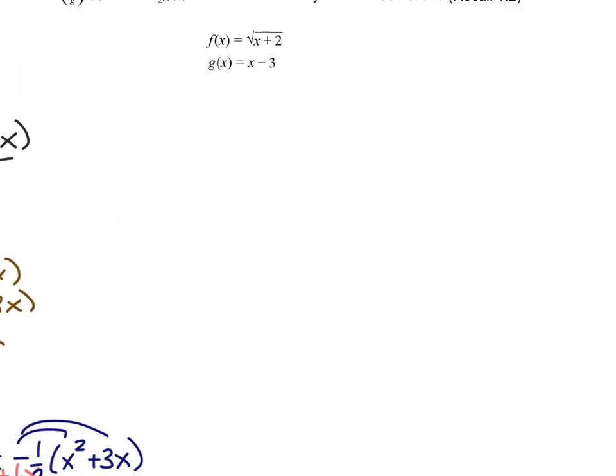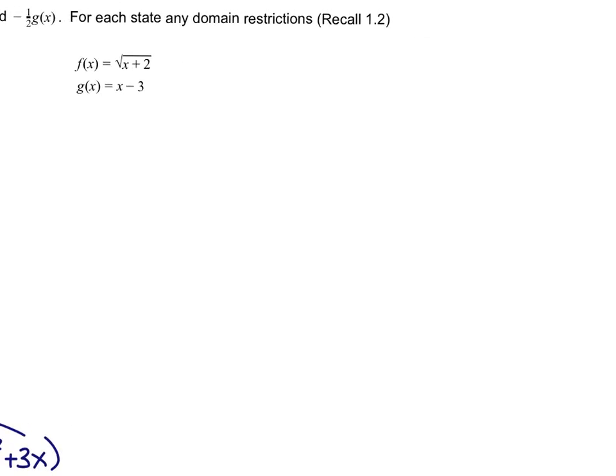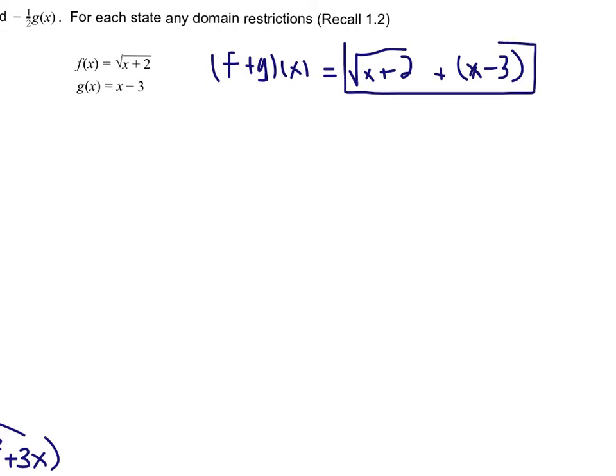All right, let's look at these other examples over here, where it talks about two new functions. We have f of x equals square root of x plus 2, and g of x equals x minus 3. So if we look at the sum of these two, f plus g of x, well, we're simply just going to put them next to each other. So we have square root of x plus 2 plus x minus 3. Now, because the x plus 2 is in a square root, there's really nothing we can do to this. So this is just generally our answer.